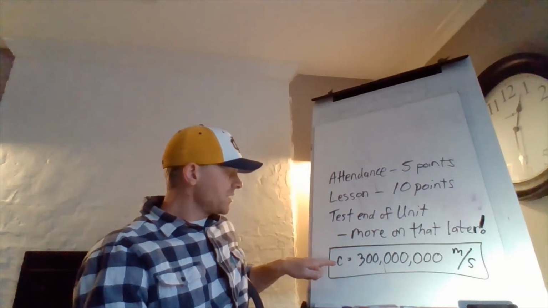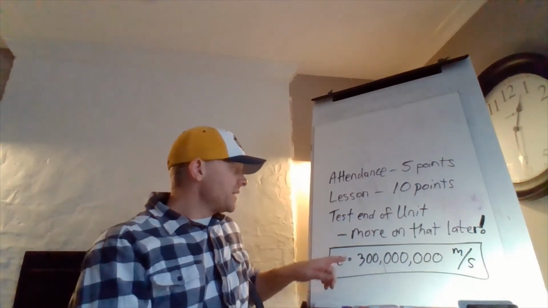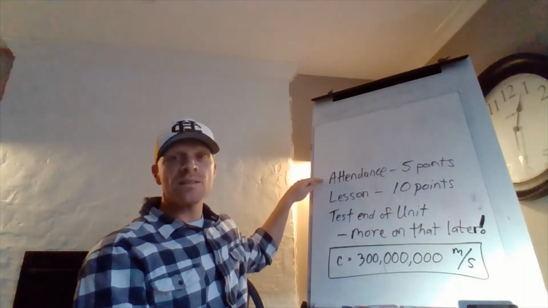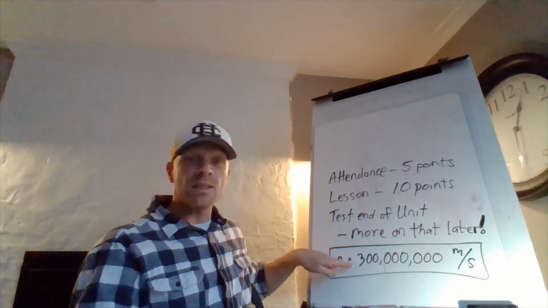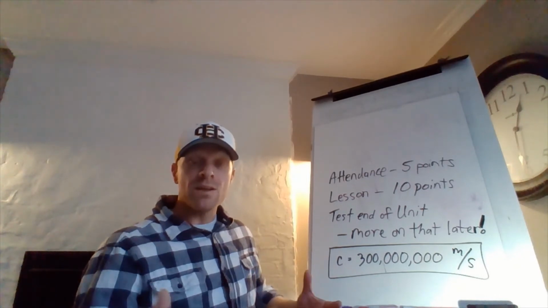This thing right here, it says c equals 300 million meters per second. This is the answer to your first question on the day one attendance quiz. You get 5 points just for writing this number down in the attendance quiz. The attendance quizzes are going to be every day. They're going to be short, and they're going to have a video.